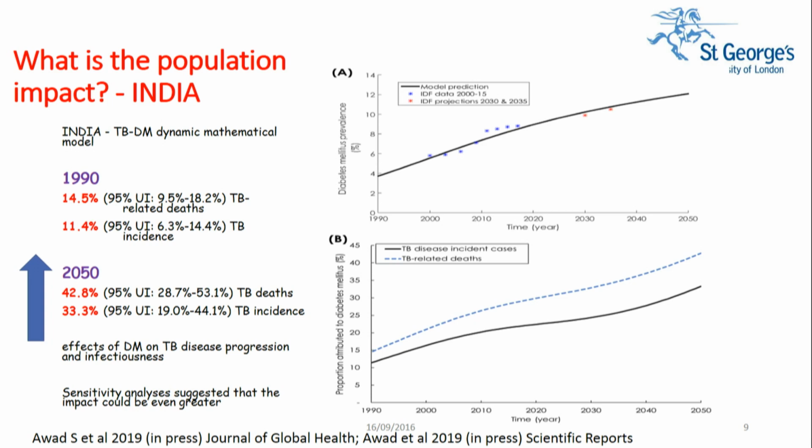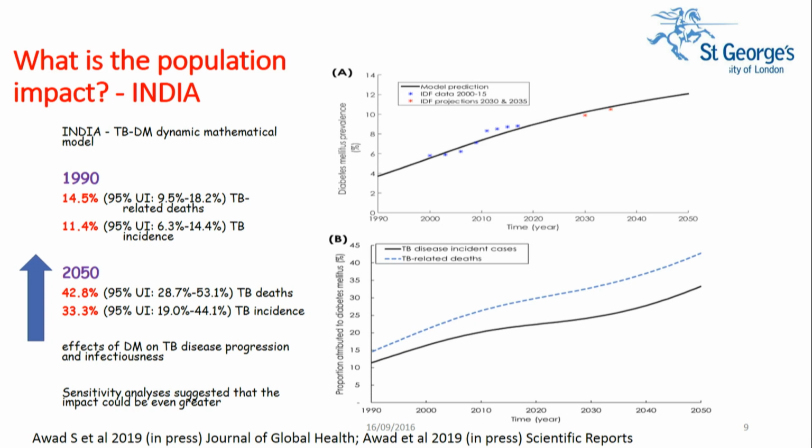So what we did was we looked initially at the trends and the predictions for diabetes prevalence in India. This is data from the IDF and from national surveys and elsewhere, and how that's changing over time. And we developed a conceptual framework that tries to take into account all the pathways mentioned previously by which diabetes might be affecting TB. So what's the bottom line here?